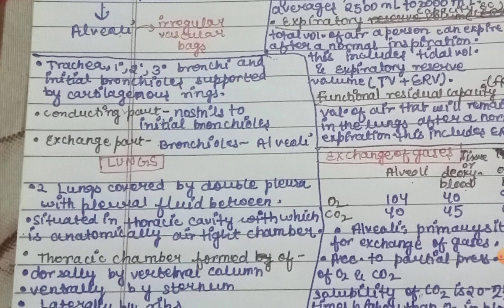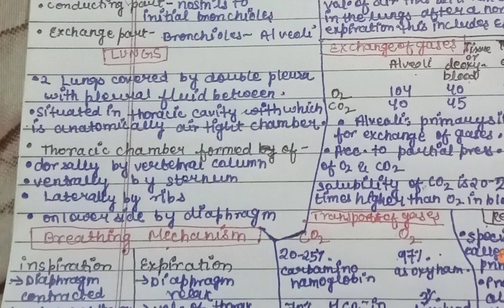Trachea, primary, secondary, and tertiary bronchi, and initial bronchioles are supported by cartilaginous rings. Conducting part, nostrils to initial bronchioles. Exchange part, bronchioles to alveoli. Lungs: two lungs covered by double pleural membrane with pleural fluid between them, situated in thoracic cavity, which is anatomically an airtight chamber. Thoracic chamber is formed dorsally by vertebral column, ventrally by sternum, laterally by ribs, and on the lower side by a diaphragm.